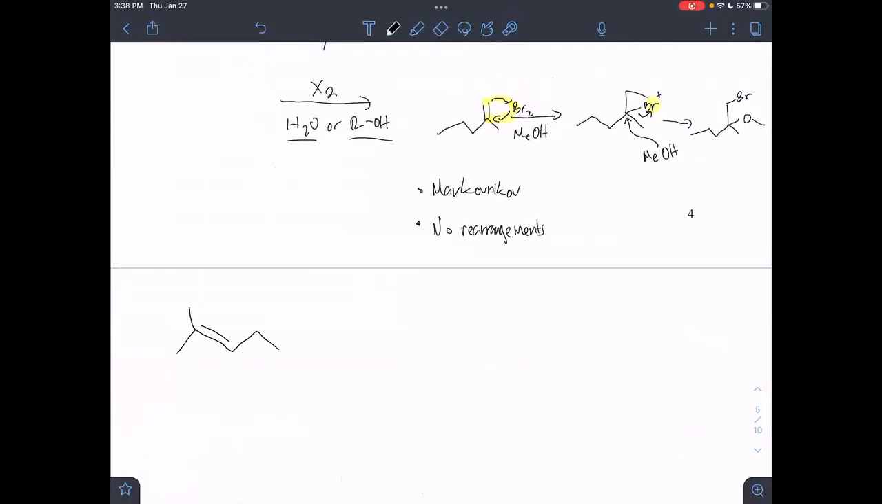So you start with an alkene. Your reagent is going to be an HX, so a hydrogen bonded to a halide or halogen. So let's do HBr because that's the most common one. The alkene attacks the hydrogen. Let me just write that first. It's Markovnikov, and you do get rearrangements because there's a carbocation intermediate.